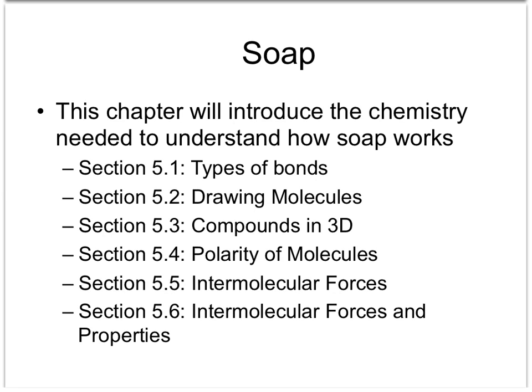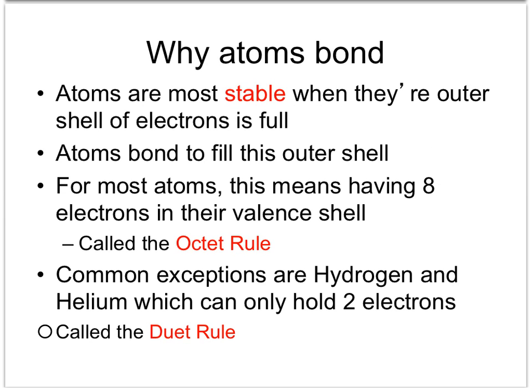And then in part B, we will look at predicting the polarity of molecules based on this three-dimensional shape. And then we will look at intermolecular forces, the forces between the molecules and how they affect the properties of the substances. In section 5.1, we'll talk about the types of bonds.